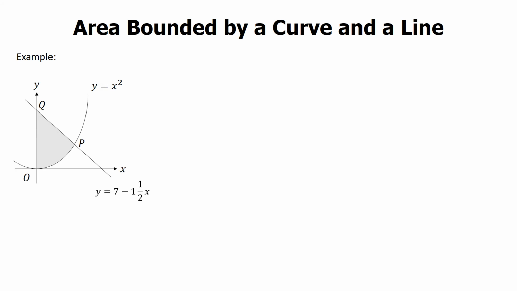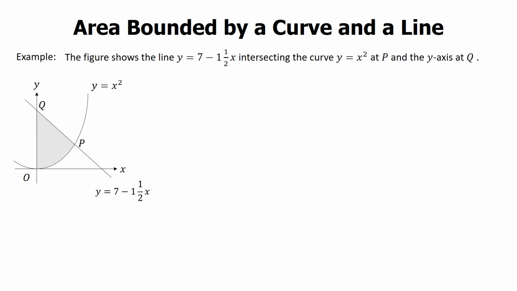Next, how about finding the area bounded by a curve and a line? So here is the example. Given this diagram, the question is: the figure shows the line y equals 7 minus 1.5x, intersecting the curve y equals x squared at P, and the y-axis at Q. Find 1. the coordinates of P and Q, 2. the area of the shaded region.